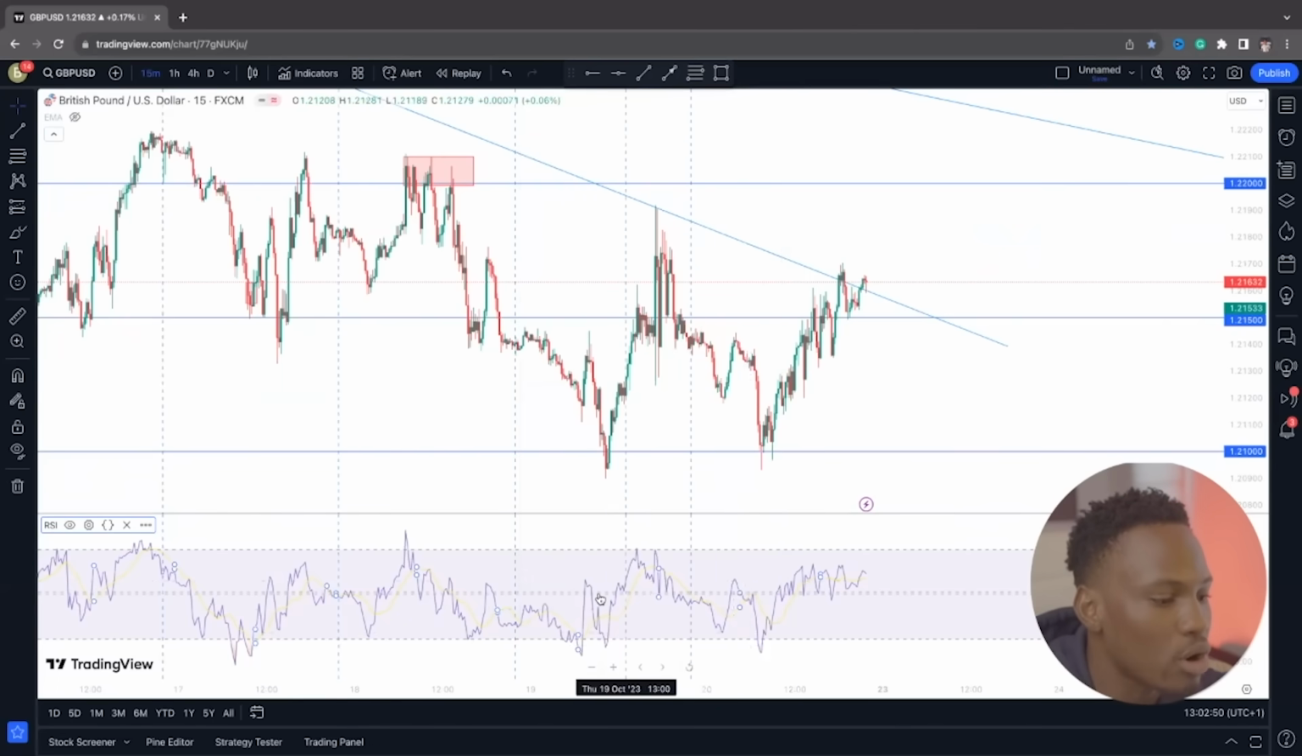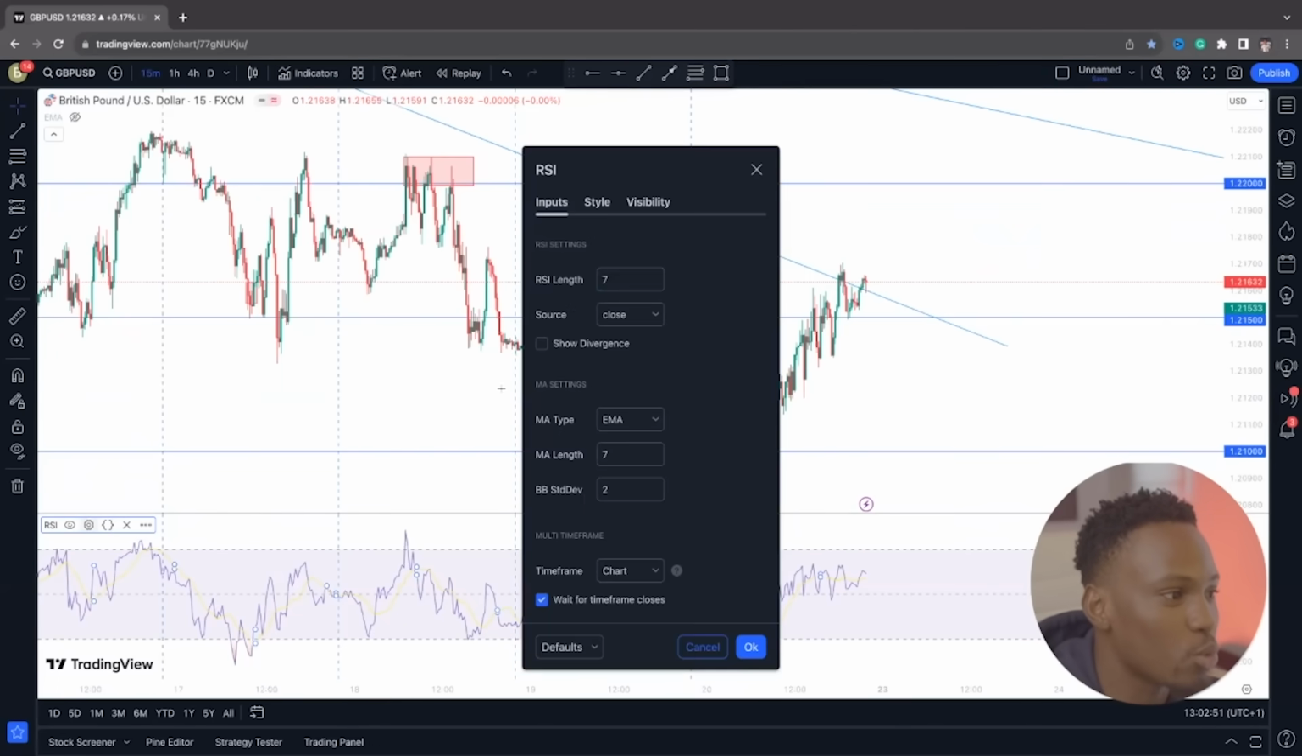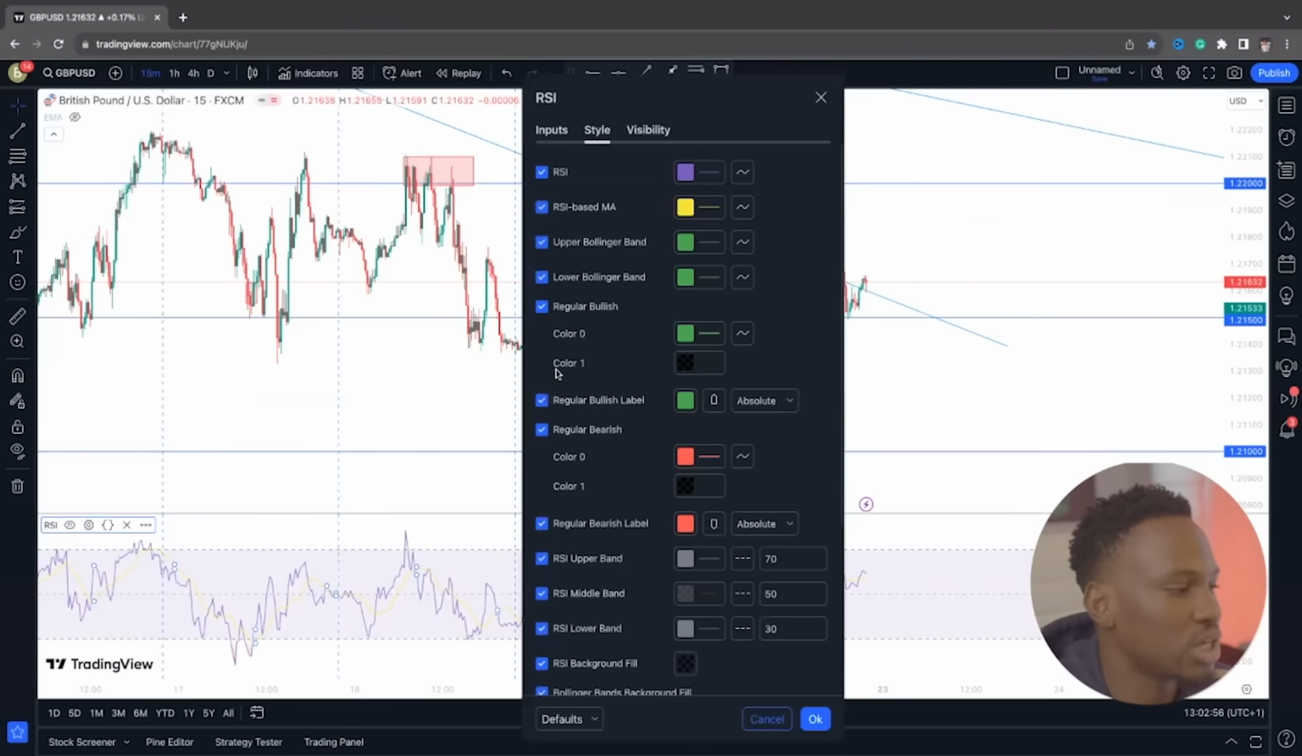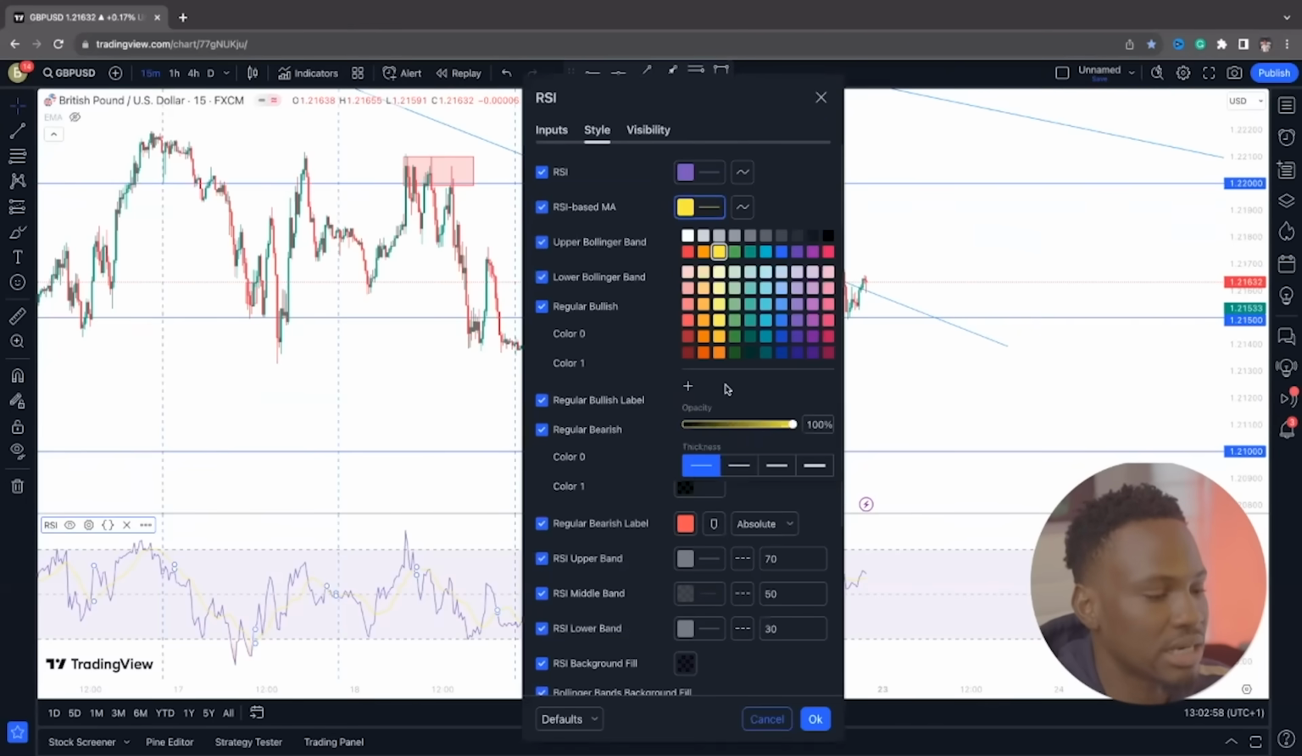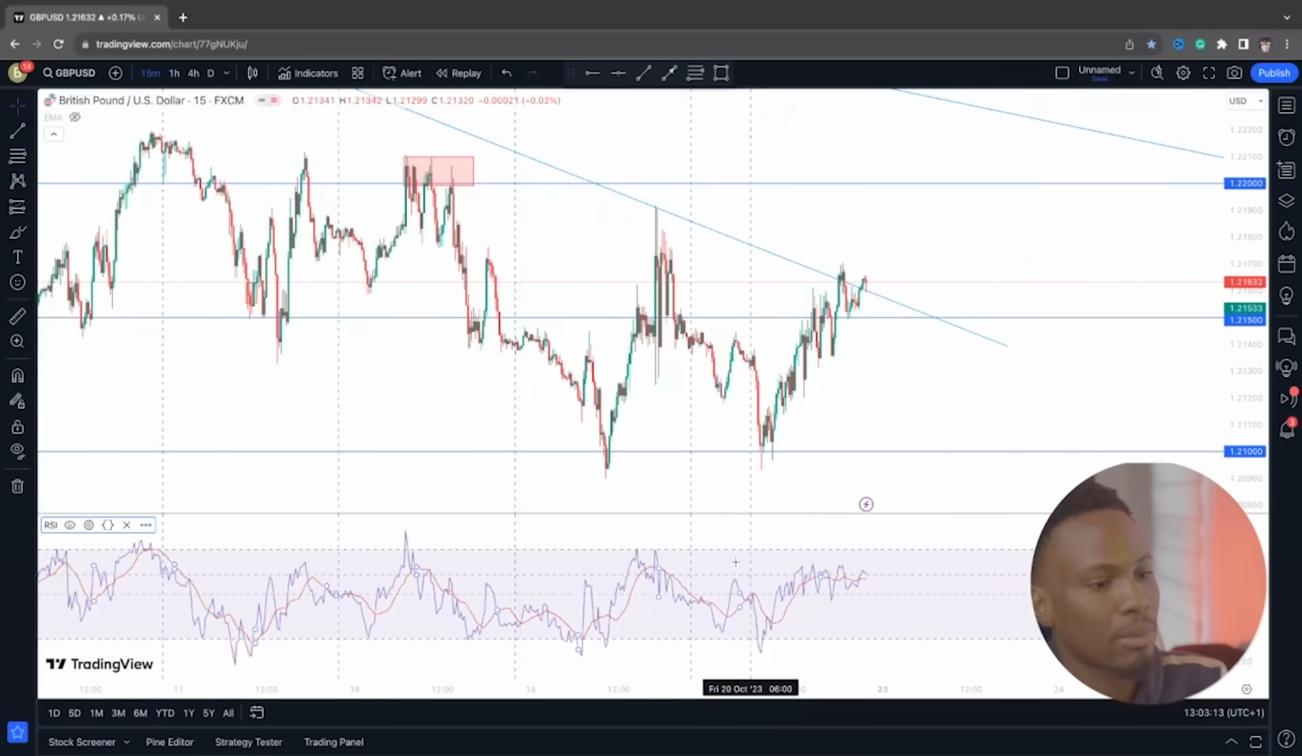This system here works like crazy. It works magic. I also want to change the styling so that you guys can see clearly. I want to change the moving average to red, and I'm going to be leaving the RSI line as purple as it is. All right, everything is looking nice, and I'm just going to tap on OK, and then we're good. Now let's head straight to how it works.